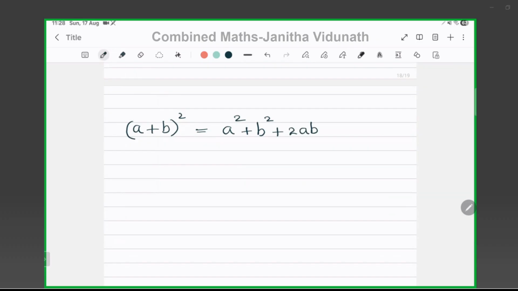Now we are going to learn if there are 3 terms inside the bracket, like one term plus another term and plus another term, what is the final expansion of this? Here we square the summation of 3 terms a and b and c. This can be any variables.